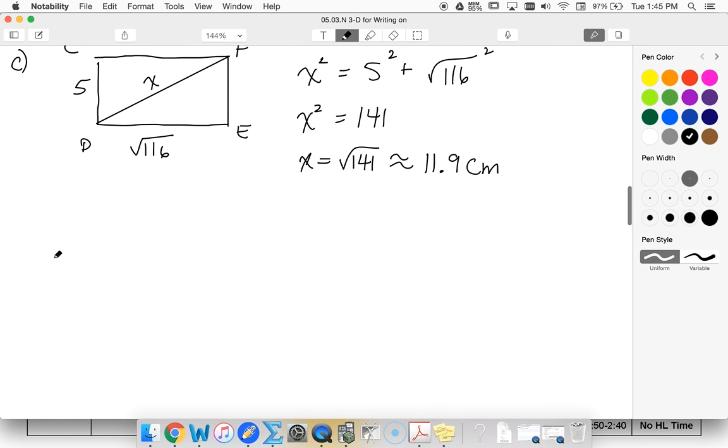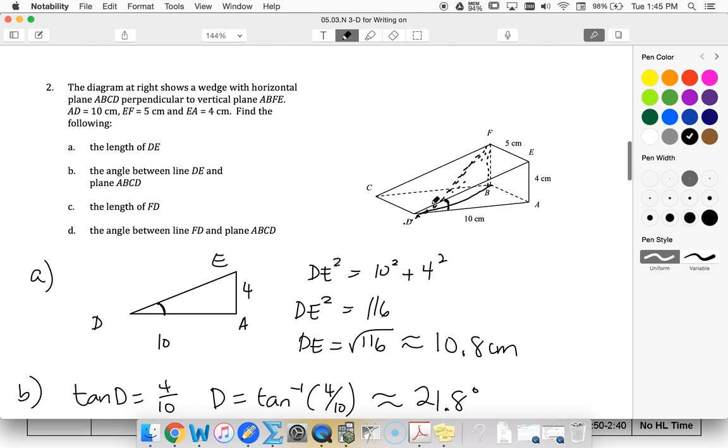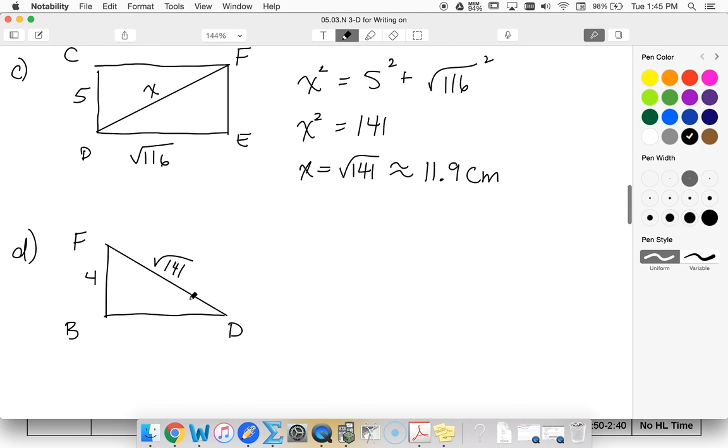So let's draw this. We've got triangle FBD. We know this side was 4. We know FD. FD was our x value, so that's root 141. BD, we don't actually know, but we don't care about BD because we're just trying to find this angle, so we want that angle D. So here's what we want, that we could call theta.